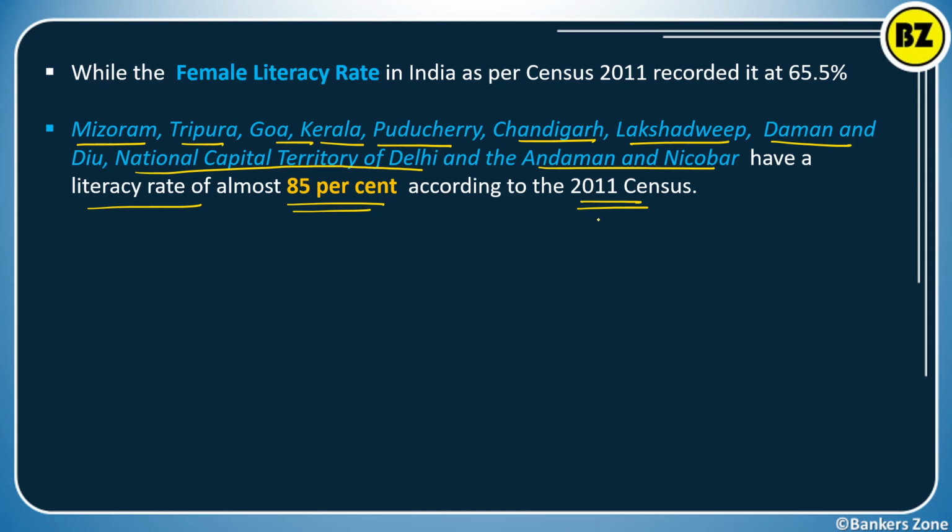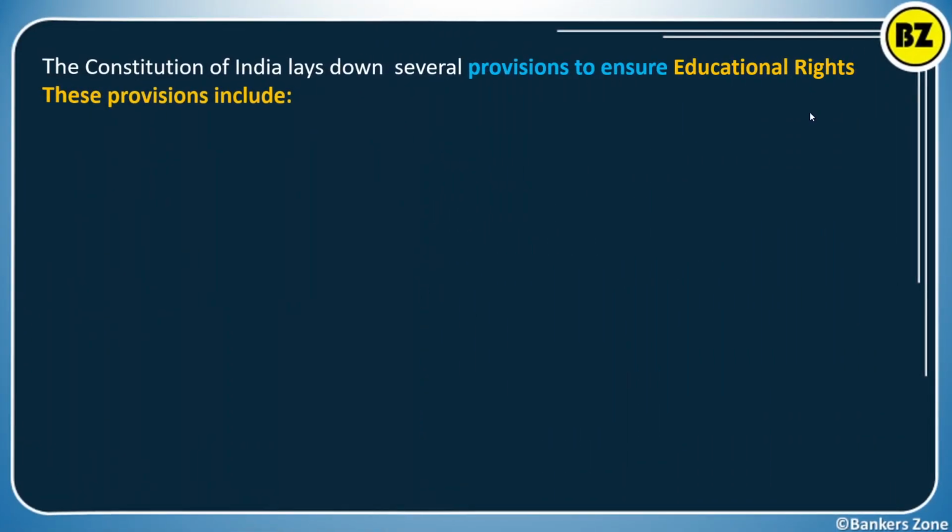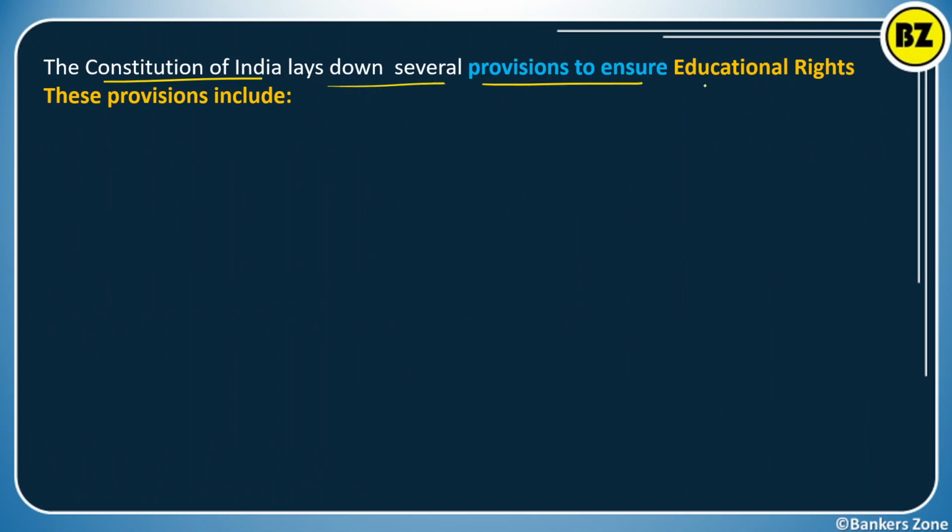These are small states, but Kerala is having the highest, right? So these states are having almost 85%. If you combine those states, then you will get an 85% literacy rate. That is not important, you should just understand it. So you only remember here female literacy rate is 65.5, overall India is 74.04, and Kerala is having the highest and Bihar is having the lowest.